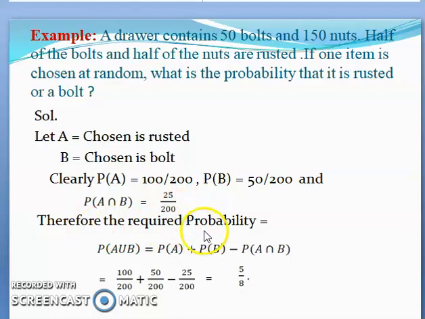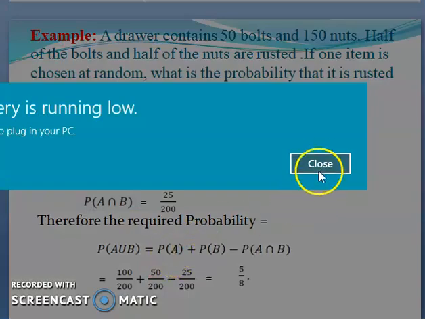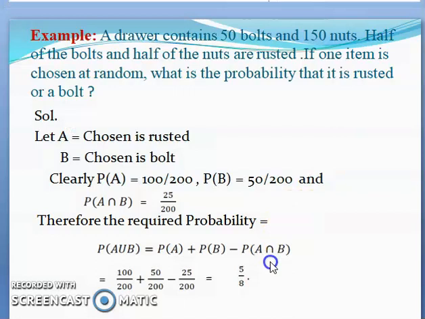200. So the required probability is probability of A union B equals probability of A plus probability of B minus probability of A intersection B. After substituting the values of P(B) and P(A intersection B), it equals 5 by 8.